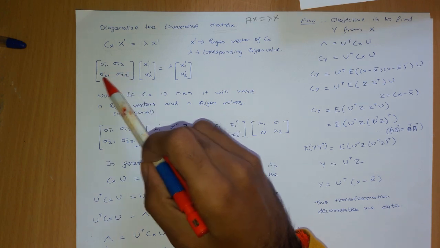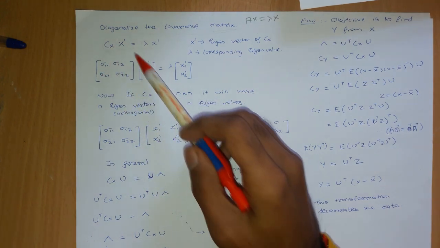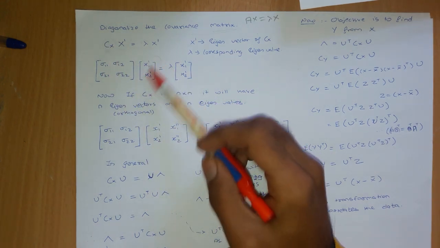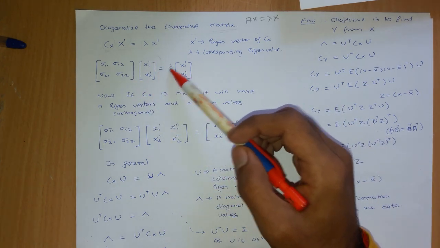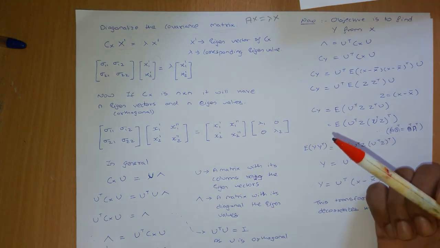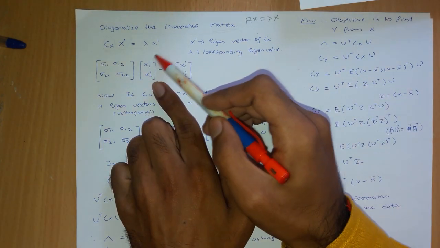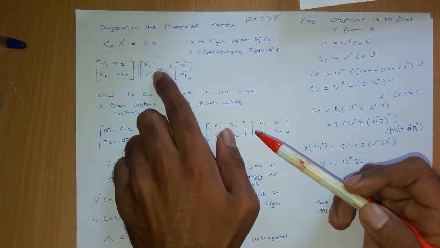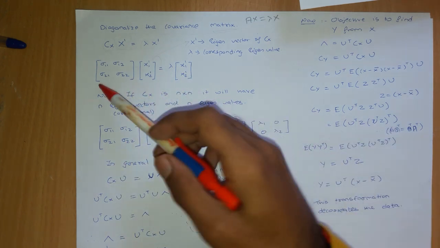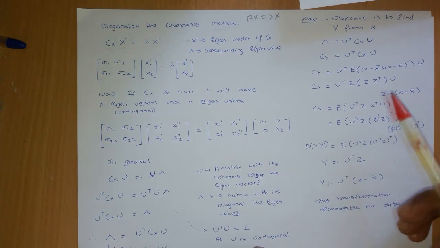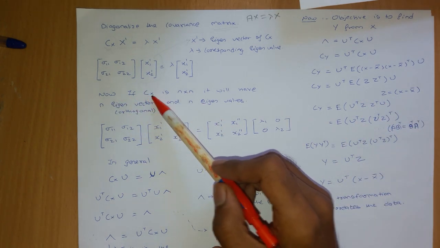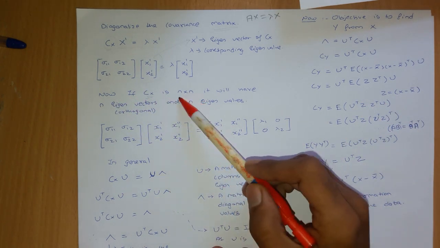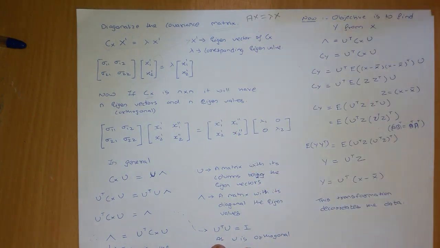So sigma 1 1, sigma 1 2, and so on, this is nothing but Cx, and I have one eigenvector, x1 dash, x2 dash. This equals lambda times x1 dash, x2 dash. This x1 dash, x2 dash is nothing but the components of the eigenvector, and this equality holds because this is the eigenvector. Now if Cx is n cross n, let this be k cross k.